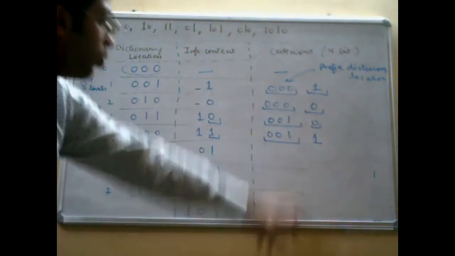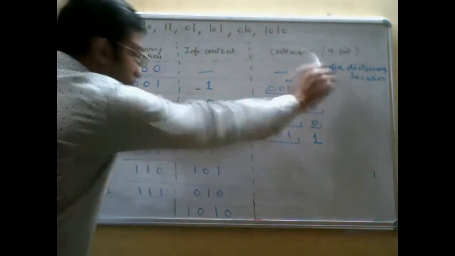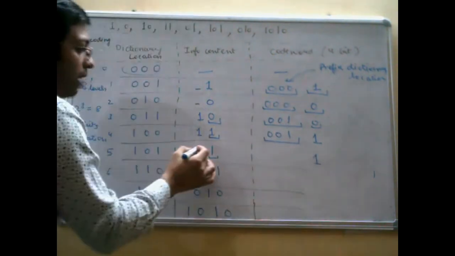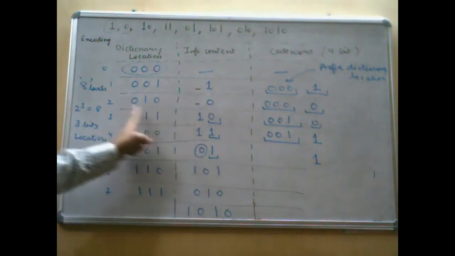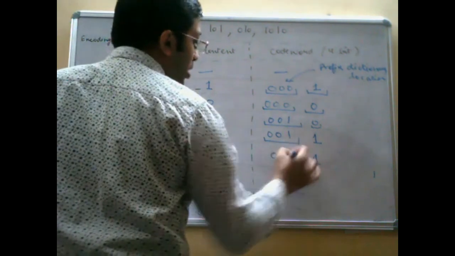All these 4-bit code words that you are going to get, they all will be different. If they are coming out to be the same, it means you have made some error. Okay, now see over here. This one again. Now comes 0. For 0, what is the dictionary location? It is 010. I write it over here, 010.